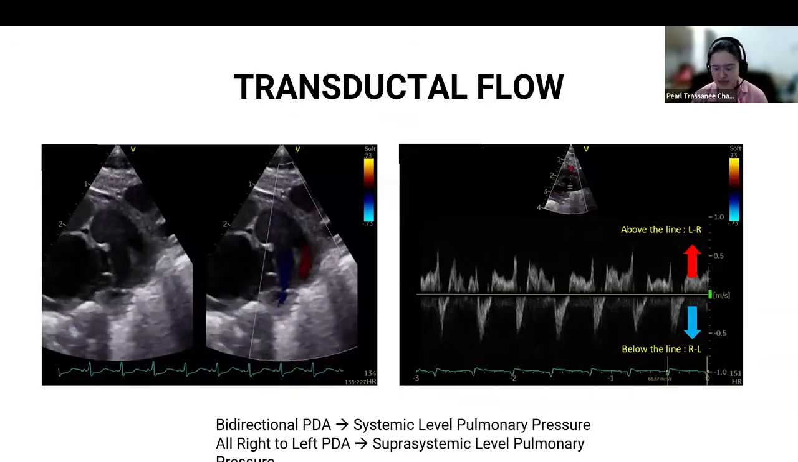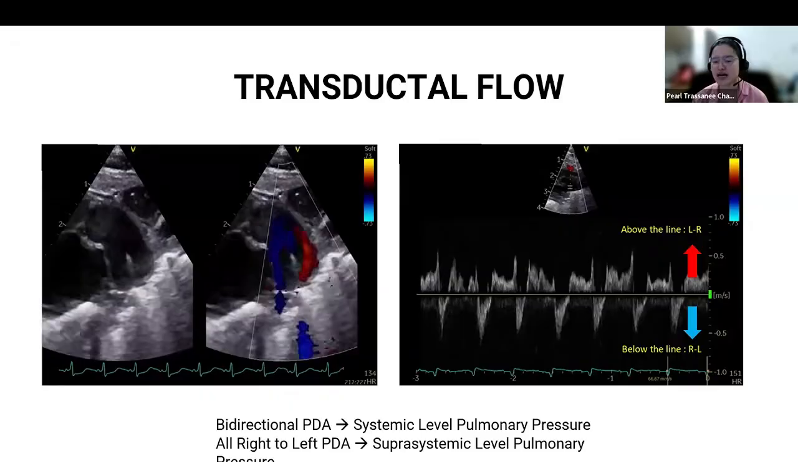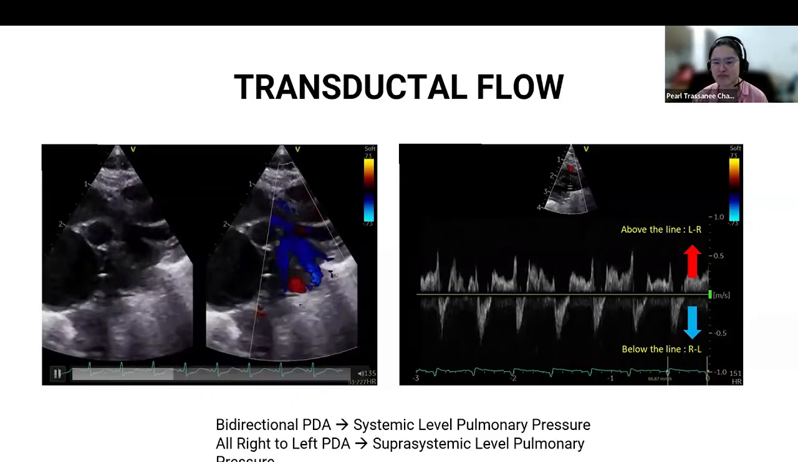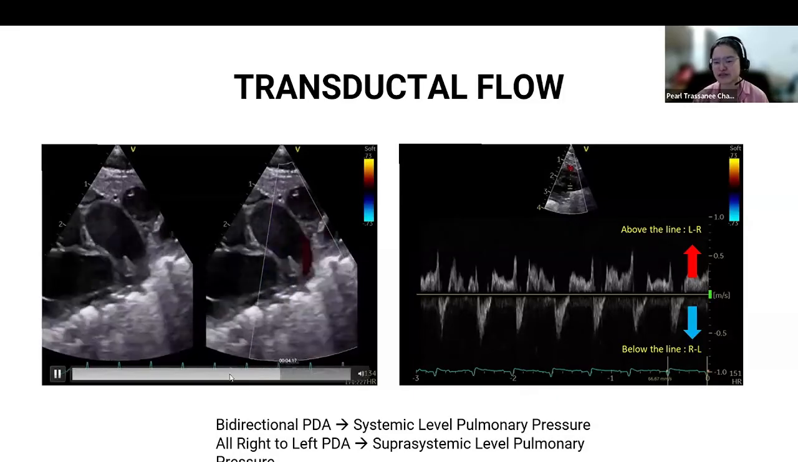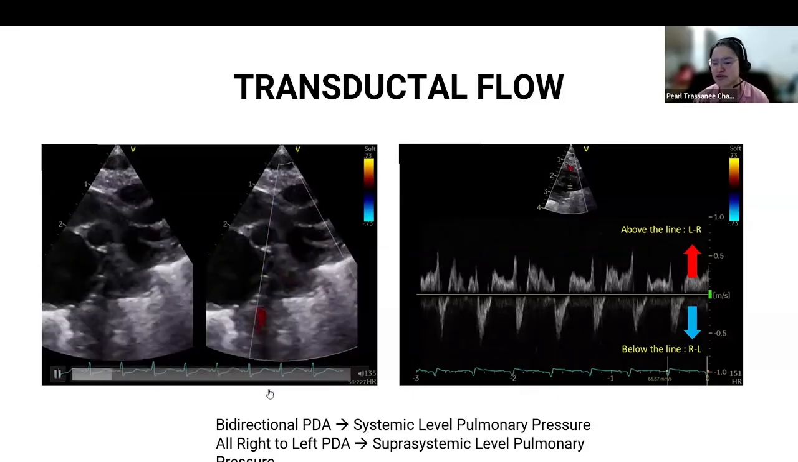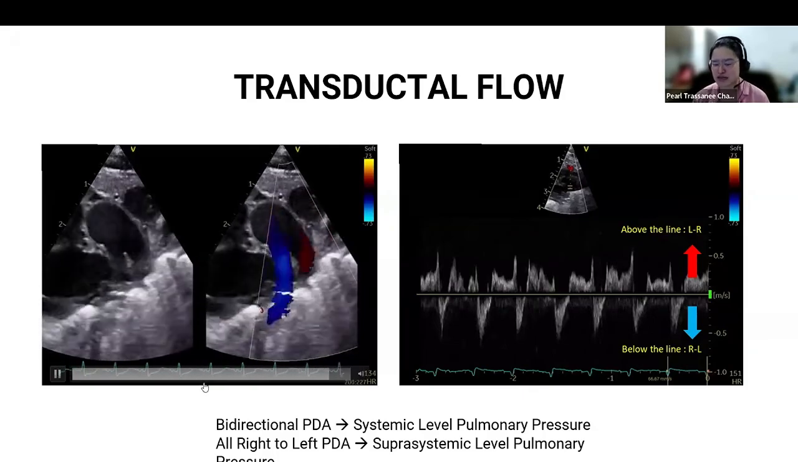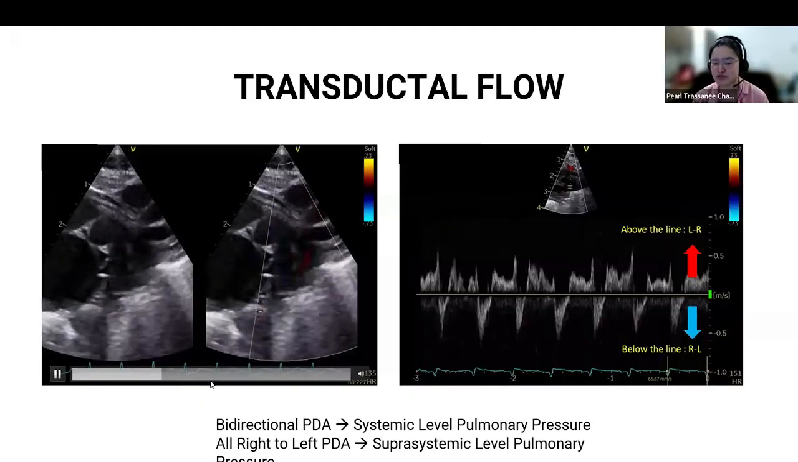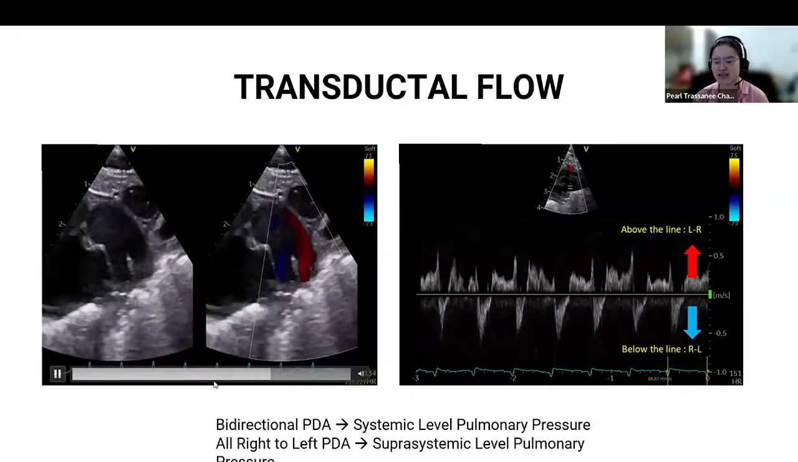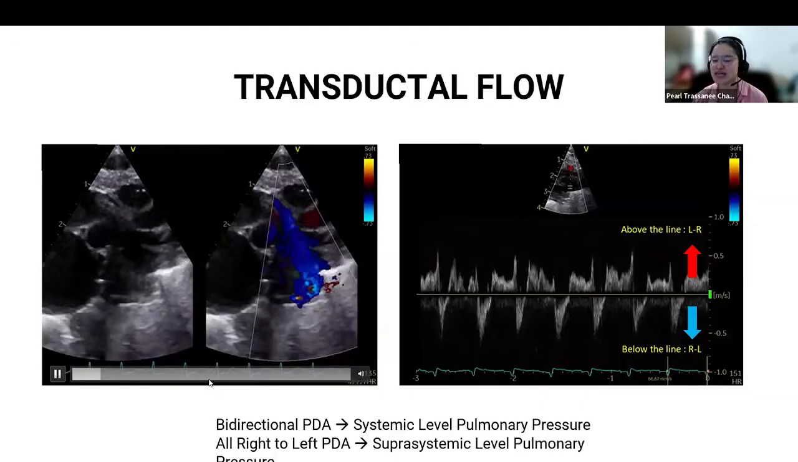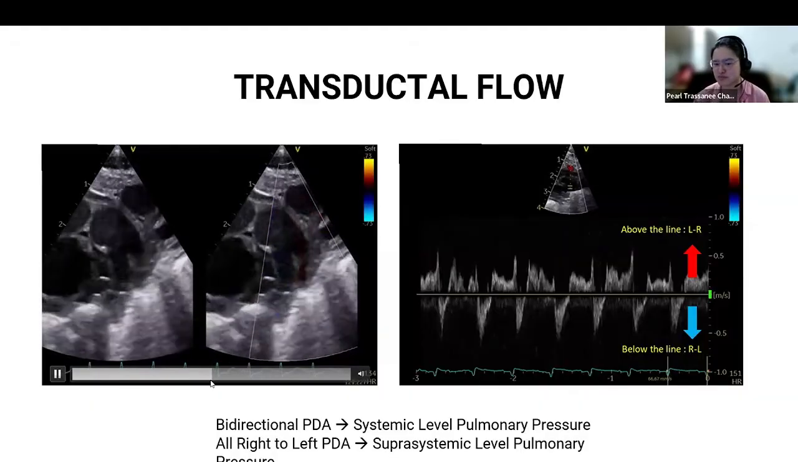Next is the assessment of transductal flow. A ductal right to left or bidirectional shunt is observed in most of the patients with pulmonary hypertension. An assessment of the direction of transductal blood flow is more useful and will indicate the relationship between pulmonary and systemic pressure.